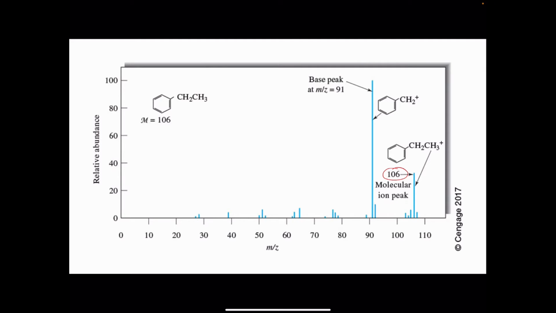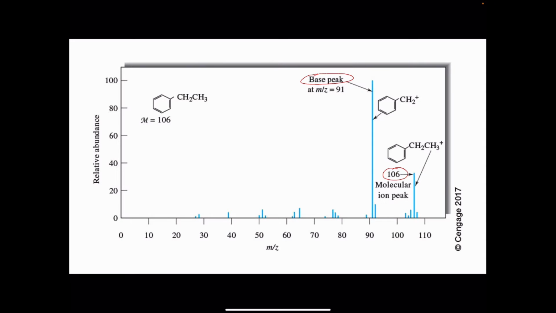Now, relaxation of some of these excited ions results in fragmentation, which results in these peaks with lower masses. As you can see, this is the base peak here at m over z of 91. And the base peak is just the peak with the highest relative abundance, and then all other peaks in the spectrum are normalized to that.